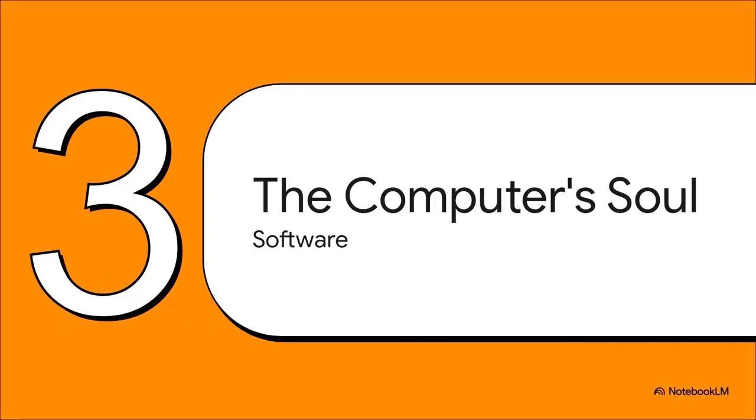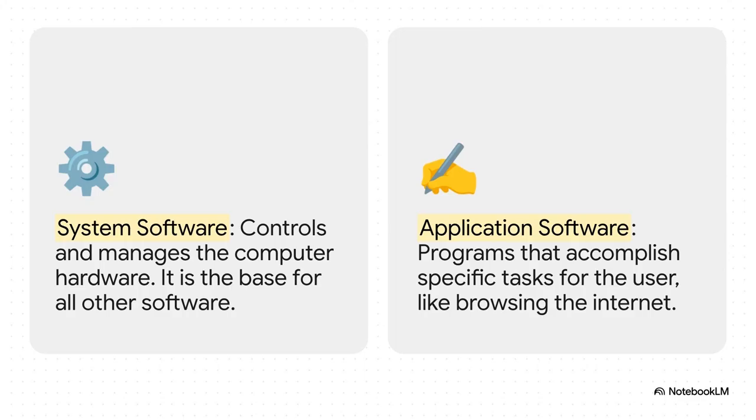So, let's recap. We've got the body, that's the hardware, and we've got the brain, the processor. But a body and a brain with no instructions, no thoughts, well, they can't do anything, can they? And that's where the last piece of this puzzle comes in. This is the computer's soul, the software. At its core, software is just a list of instructions that tells the hardware what to do.